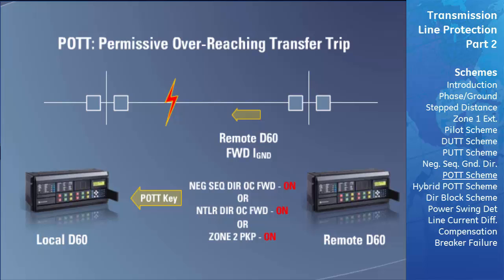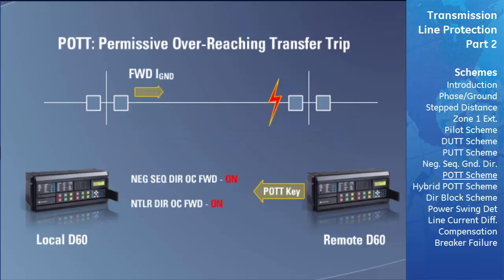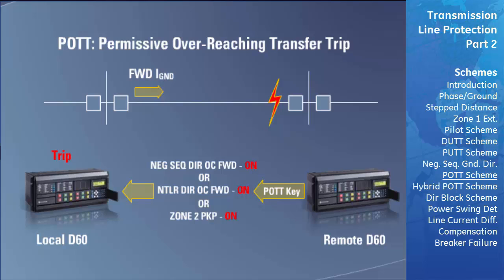In the POTT scheme, the local relay POTT logic will only cause the breaker to trip if it gets the POTT key and the local relay has detected a fault within its Zone 2 area of protection, or it detects that ground current is flowing in its forward direction if this function is enabled. As a result, either the local relay's forward negative sequence directional overcurrent element or the forward neutral directional overcurrent element, as well as the picking up of a Zone 2 fault, will cause the POTT scheme to trip the breaker once it has received a permissive key from the remote relay.